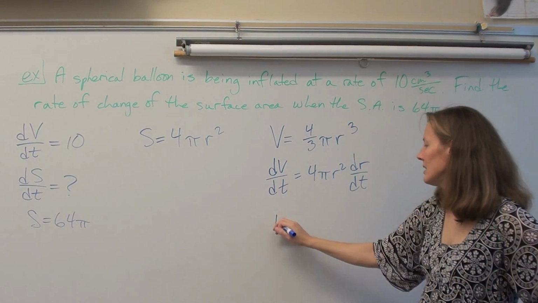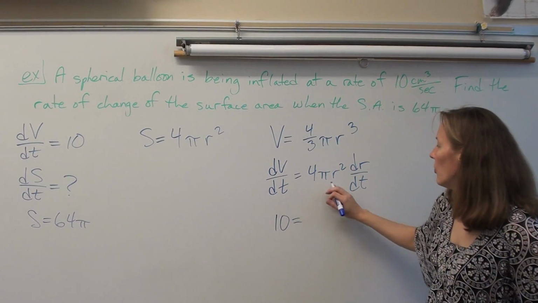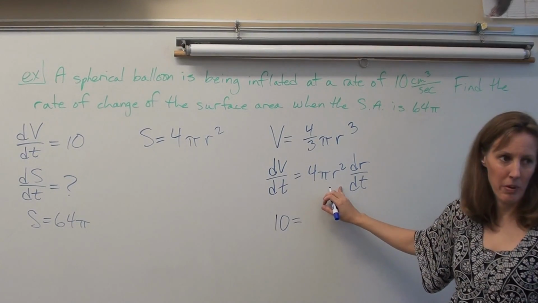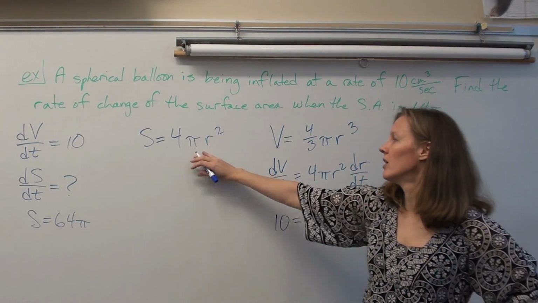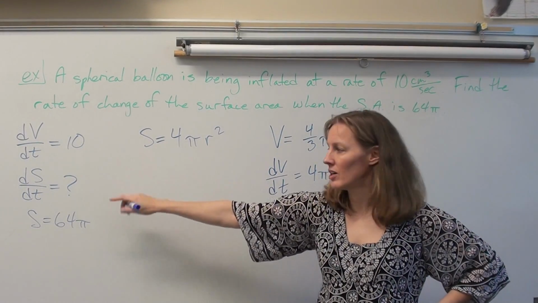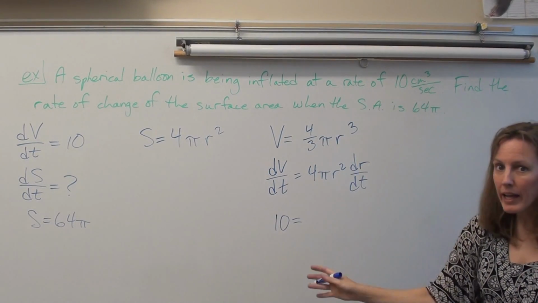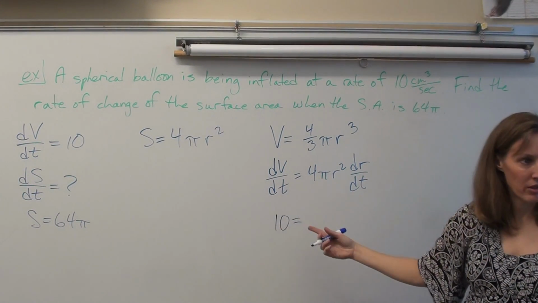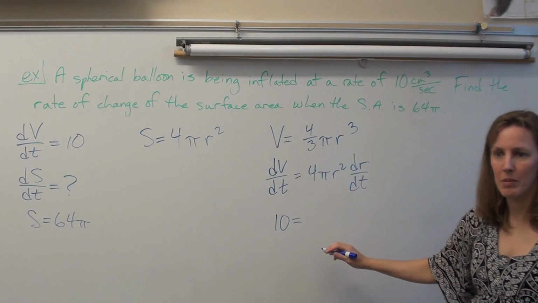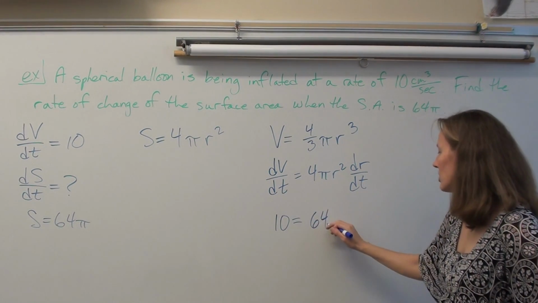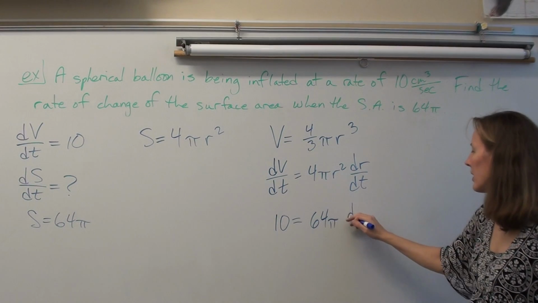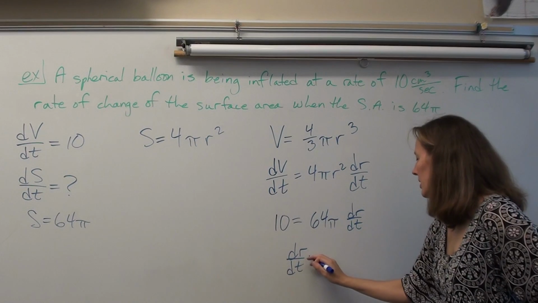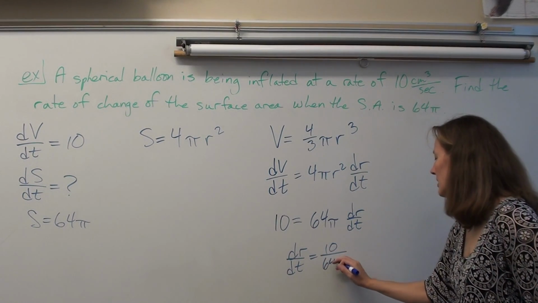So here we go. dV/dt is 10. 4 pi r squared, I can trick you and say this is actually just 64 pi, because what is 4 pi r squared? Oh, the surface area. So you can just replace it with 64 pi. But if you don't recognize that and you want to solve for r and do the whole thing, that's totally fine. You'll get the same answer. So 64 pi dr/dt. So dr/dt equals 10 over 64 pi.